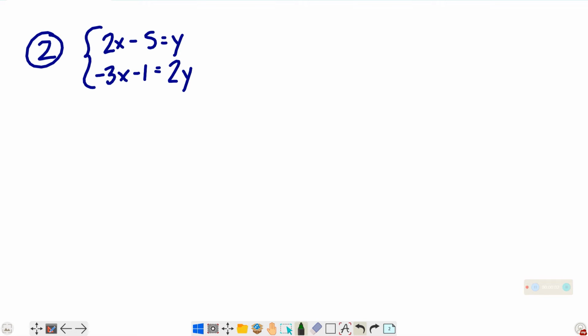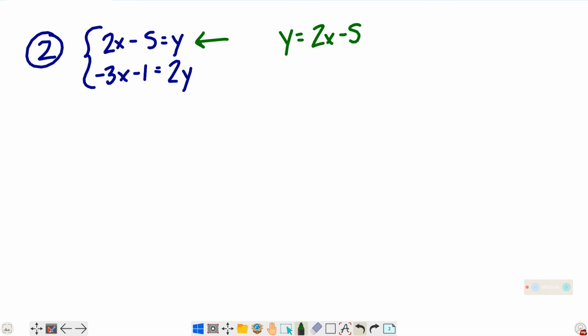Number 2 also needs us to determine the nature of the solution, meaning is there one solution, no solution, or is it the same line? And the way that we do that is we put them in the same format. The first one is already in slope-intercept form. It doesn't look like something you might recognize because the y is on the other side, but this is just y equals 2x minus 5, where it has a slope of 2 and a y-intercept of negative 5.